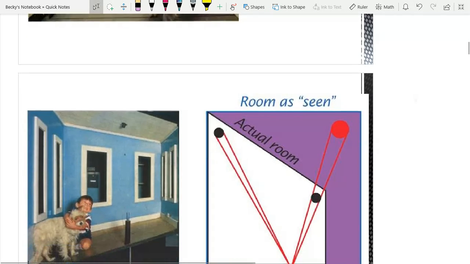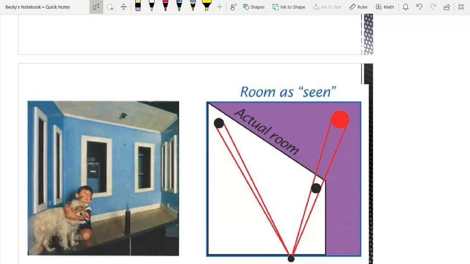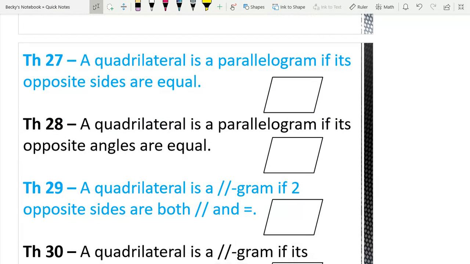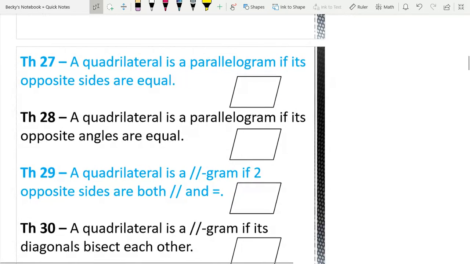The way that they did this is the room is not a standard parallelogram shape, and it made the scale off. What we're going to do today is learn how to prove if a quadrilateral is a parallelogram. So, all of these will be ways to prove the shape is a parallelogram.